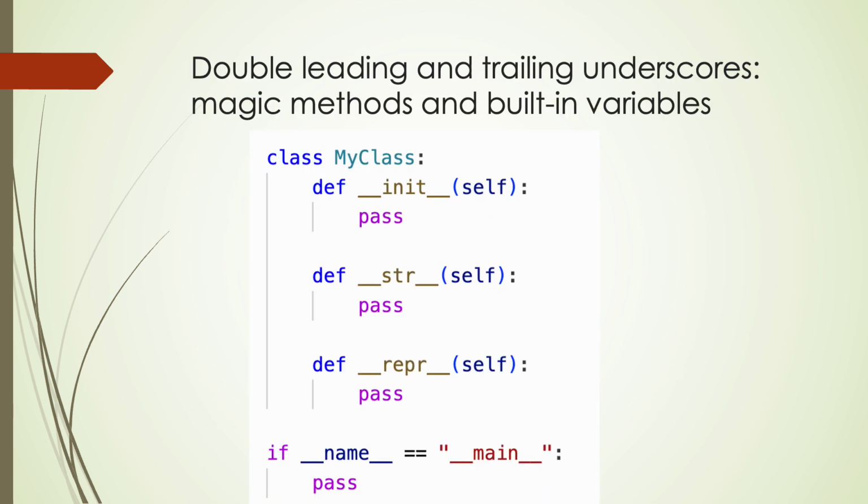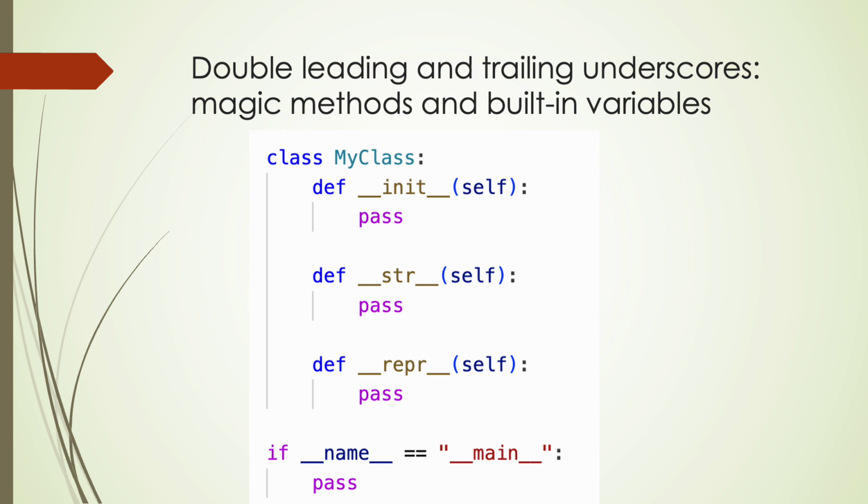Double leading and trailing underscores are reserved for special use in Python. For example, they are used for magic methods or dunder methods that have special meaning and are used by Python's internal mechanisms. Besides, the double leading and trailing underscores can be used for built-in variables.